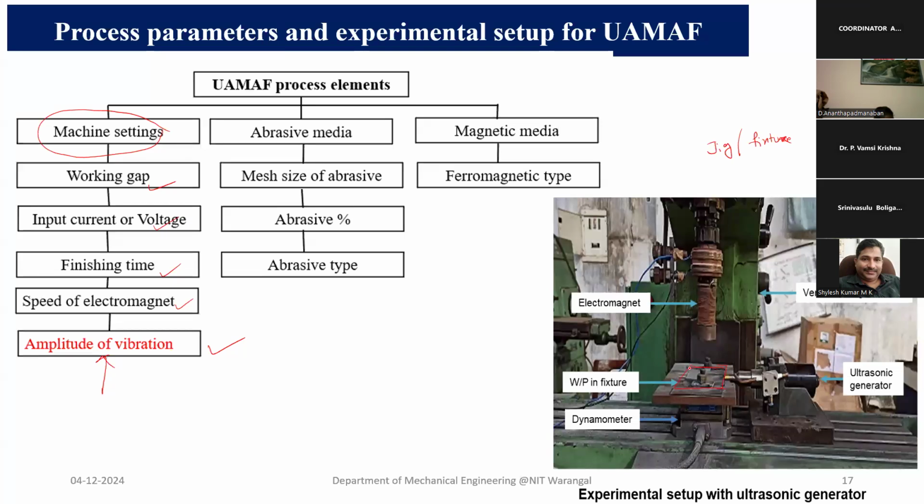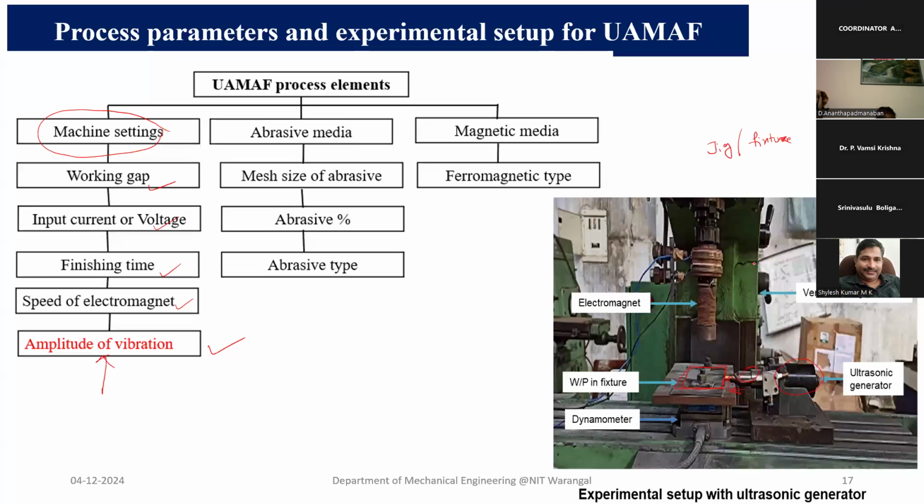The workpiece is here, and this is a fixture, and this fixture we are keeping on the dynamometer to measure the forces, etc. Here we have the horn, and this is the transducer, and this is the ultrasonic generator, which is connected to the wire and then to the generator. This one is giving vibration in this direction, right? And I will show you how this workpiece is coming back when this is moving.